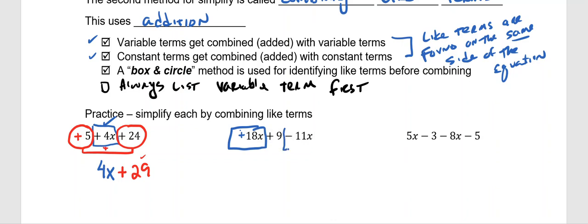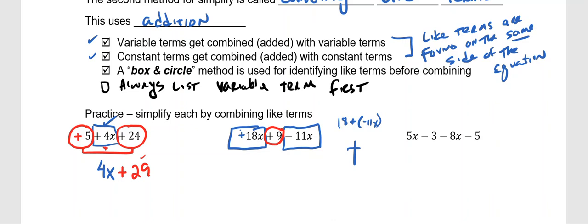And again, being real mindful when you get to the 11x, I'm going to think of it as negative 11x. And this positive 9, again being mindful of the sign, is going to get the circle. So if I always list the variable term first, because I have variable terms to add, I'm going to add them. So this is really important to know. This is like saying 18x, because I'm using addition, plus negative 11x.